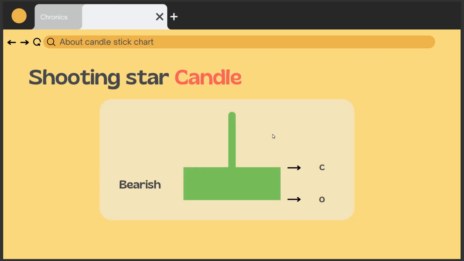The next we have is something called a shooting star candlestick. Now this is a bearish candlestick, and it's also red in color. So the candle being red in color obviously means that there's a win for the bears, right?